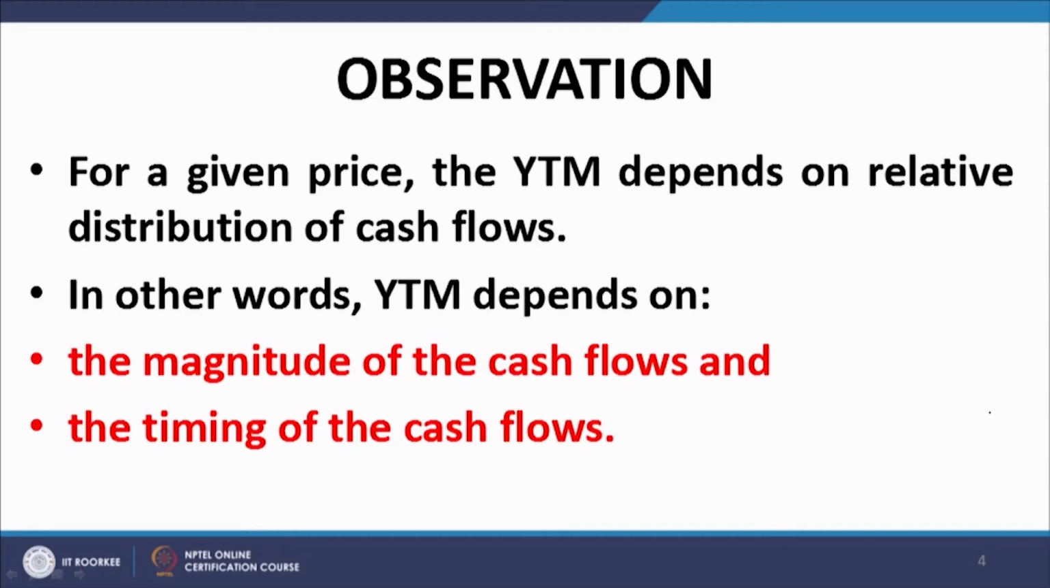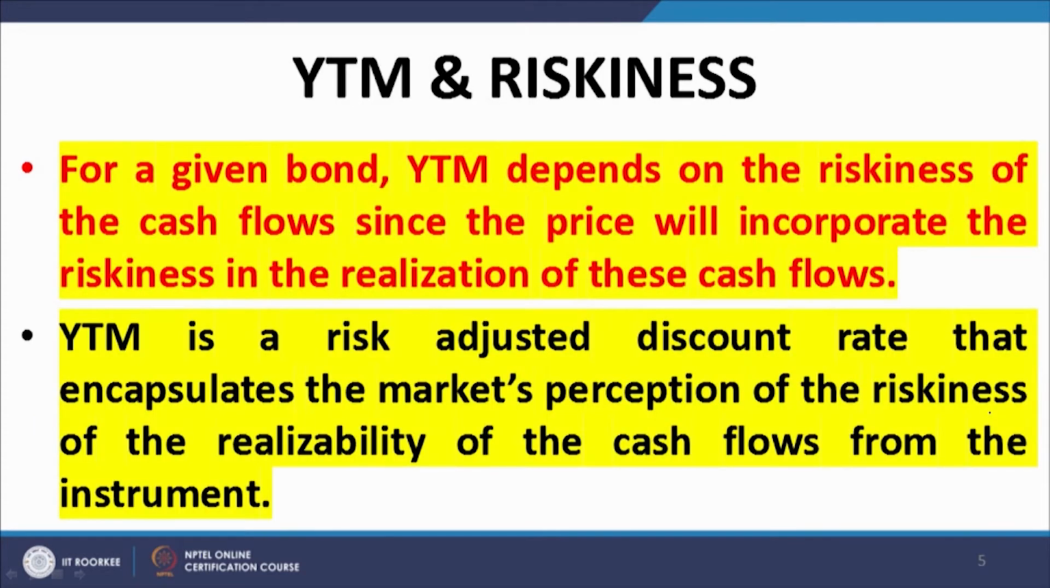So, let us read it out. For a given price, the YTM depends on the relative distribution of cash flows, that is the pattern of cash flows. In other words, YTM depends on the magnitude of the cash flows and the timing of the cash flows. Then, as I mentioned, YTM is the risk adjusted discount rate. So, for a given bond, YTM depends on the riskiness of the cash flows. Given bond means given cash flow pattern.